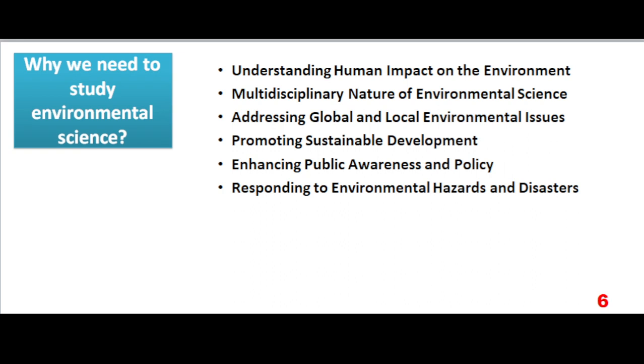So the first one is understanding human impact on the environment. The study of environmental science is crucial for understanding the profound impact human activities have on the planet, as highlighted in human population dynamics, economic development, rapid urbanization, and technological innovations, which are major drivers of environmental change. By studying these interactions, we can assess how our actions alter the atmosphere, hydrosphere, lithosphere, and biosphere, leading to issues such as pollution, climate change, and biodiversity loss.